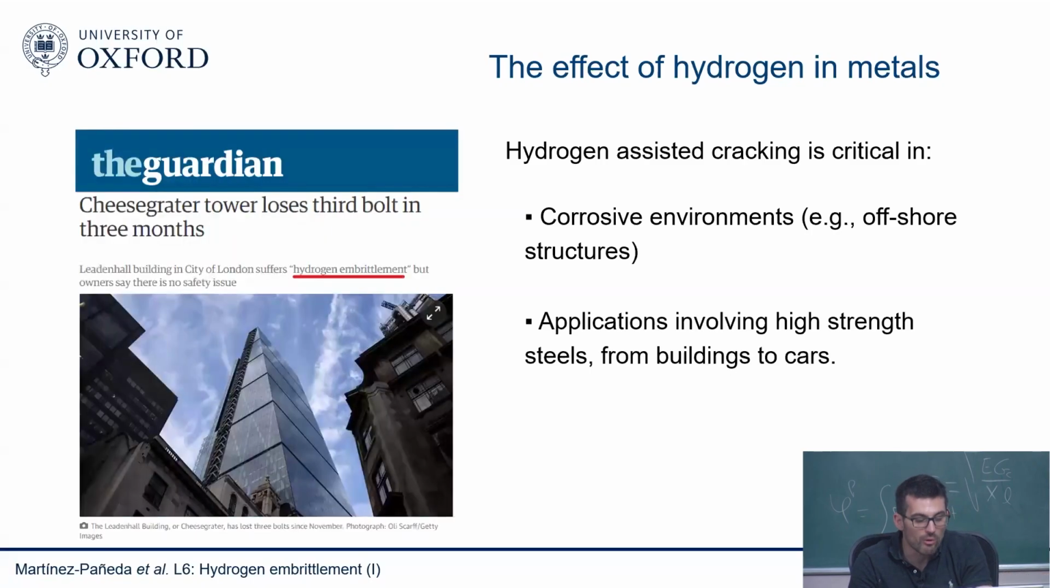However, now with these modern steels, we want to use these high-strength materials everywhere, of course, because they are cost-effective. You can use much less material, they're lightweight. So we want to use them everywhere, but this is triggering numerous hydrogen embrittlement problems. I showed you this newspaper article.